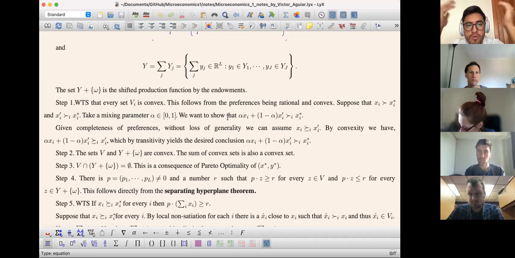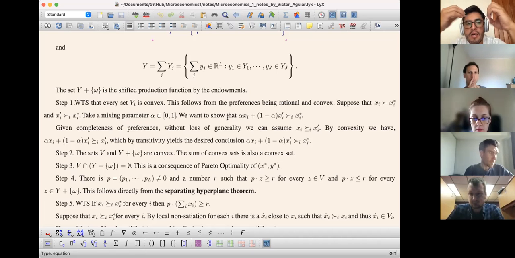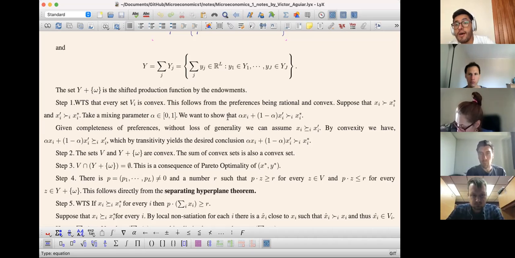So what we want to do is the following. You have two sets: the set V and the set Y plus omega. Now, this separating hyperplane theorem essentially has two forms. One is separating a point from a convex set. Another is that you can separate two convex sets, as long as they have an empty intersection, okay? So what we want to show in step 3 is essentially that the intersection of V and Y plus omega is empty, okay? So why is this empty?